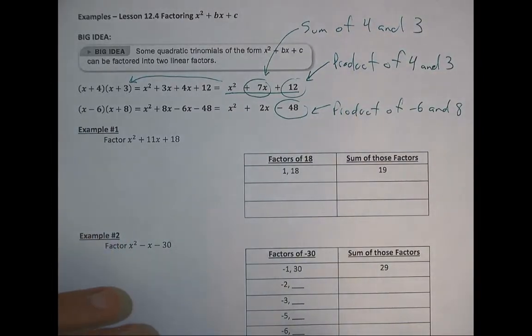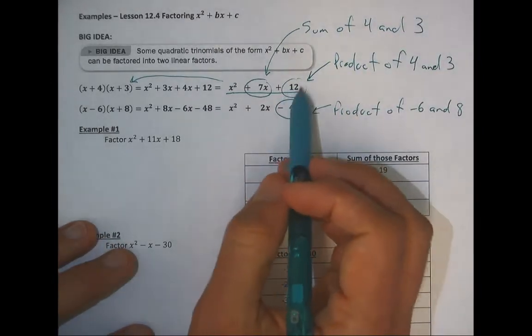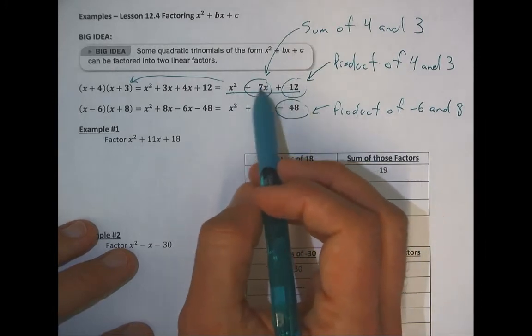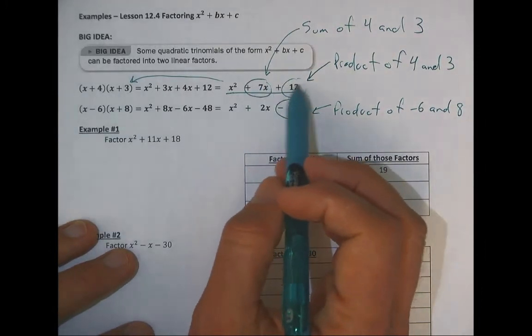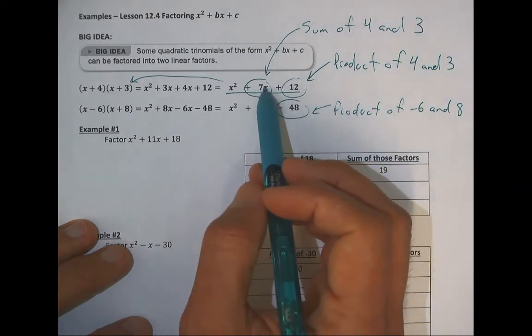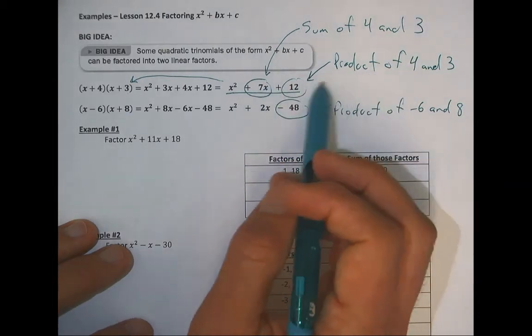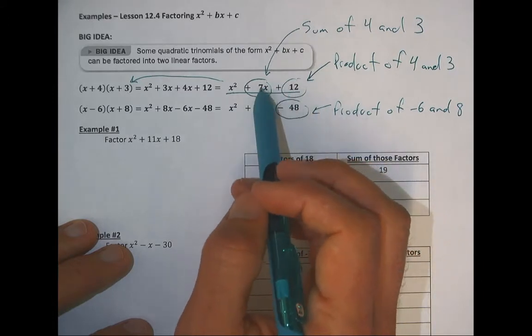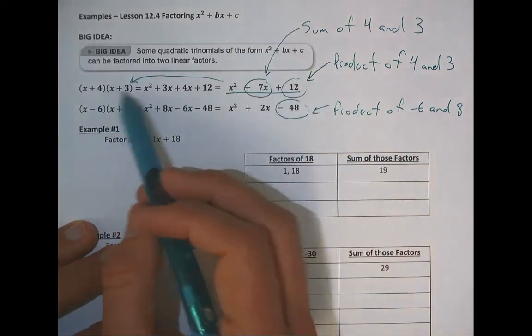So going back to my 6 and 2, right? 6 times 2 is 12, but 6 plus 2 is not 7. 12 times 1 is 12, but 12 plus 1 isn't 7. So the only products of 12 that also have a sum of 7 is 4 and 3.